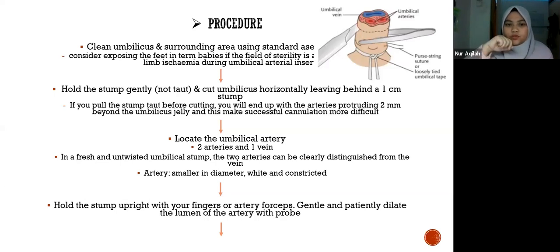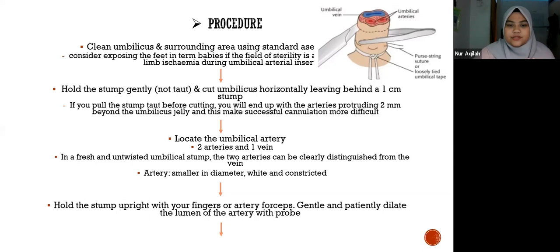However, when we cut the stump, we should not pull it too tight or too taut before cutting. Because if we pull it too taut, then after cutting we will end up with the arteries protruding 2 mm beyond the umbilical jelly itself, and this will make successful cannulation more difficult. After cutting the umbilicus horizontally, we will locate the umbilical artery, as I have mentioned earlier.